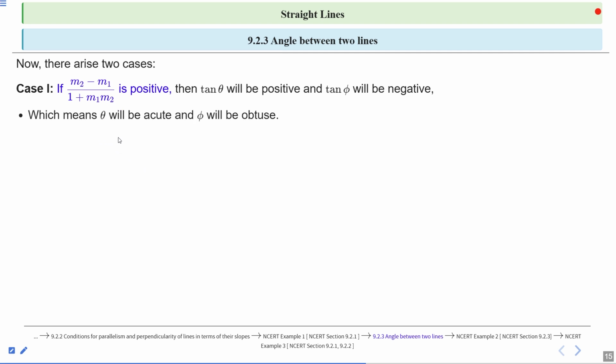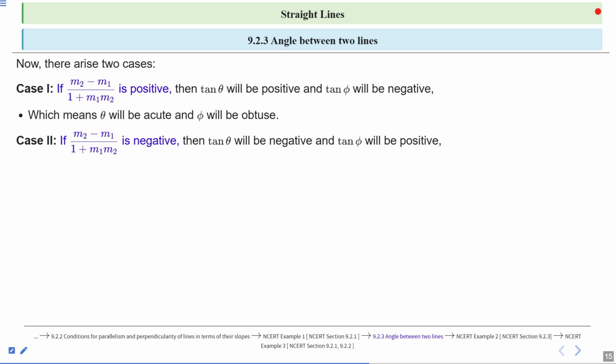So which means theta will be acute. Acute means theta lies between 0 degree and 90 degree, and phi will be obtuse. That means phi is greater than 90 degree and less than 180 degree. So when tan theta is positive and tan phi is negative, in that case theta will be acute and phi will be obtuse.